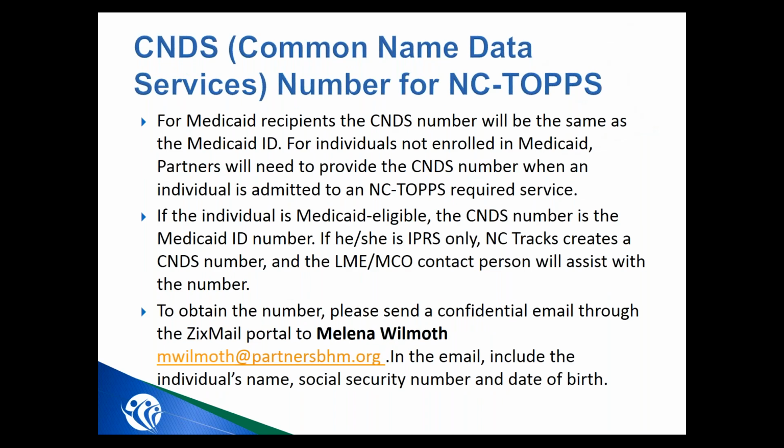Next is the CNDS number, or the Common Name Data Services number, for NC TOPPS. For Medicaid recipients, the CNDS number will be the same as their Medicaid ID. For individuals not enrolled in Medicaid, Partners will need to provide the CNDS number for that individual when they're admitted into NC TOPPS by participating in a service that requires NC TOPPS. If the individual is Medicaid eligible, the CNDS number will be the same as their Medicaid ID number. But if he or she is IPRS only, NC Tracks would need to create their CNDS number, and in that moment you would need to contact your LME MCO contact person, who will assist you with obtaining that number. Here at Partners, our contact for that is Melina Wilmoth, and you'll see her email address here.